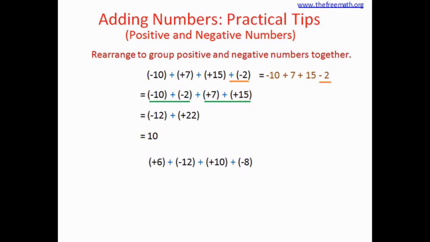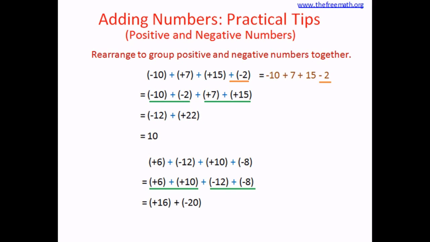Let's take one more example. +6 plus -12 plus +10 plus -8. Let's write down all the positive numbers followed by all the negative numbers. +6 plus +10 plus -12 plus -8. Let's add the positive numbers. 6 plus 10 equals 16. Now we add the negative numbers, -12 and -8. 12 plus 8 equals 20. We have ignored the signs and added 12 and 8, so we got 20. The answer will take the negative sign.